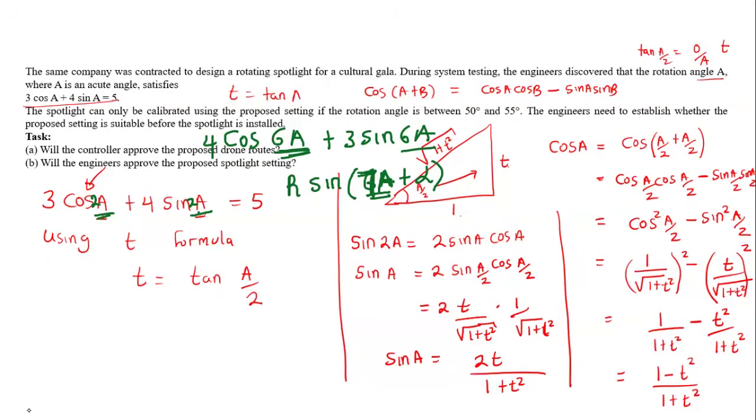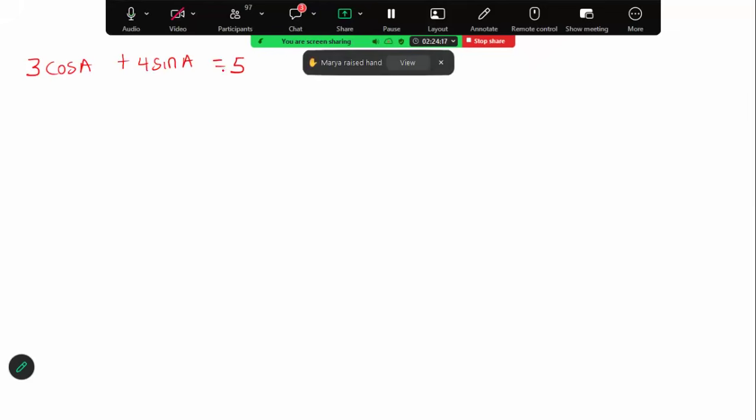So now allow me that we start working it out. Here we have 3 cos of A plus 4 sine of A equals 5. So we are going to substitute what we had for our cos. Our cos, we said we had 1 minus t squared out of 1 plus t squared, plus our 4 into 2t out of 1 plus t squared, is equal to 5.